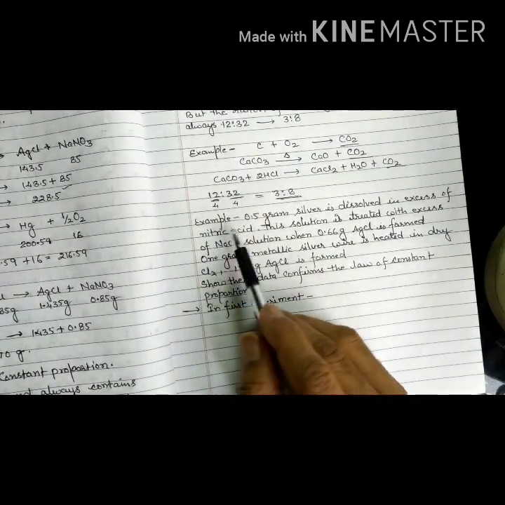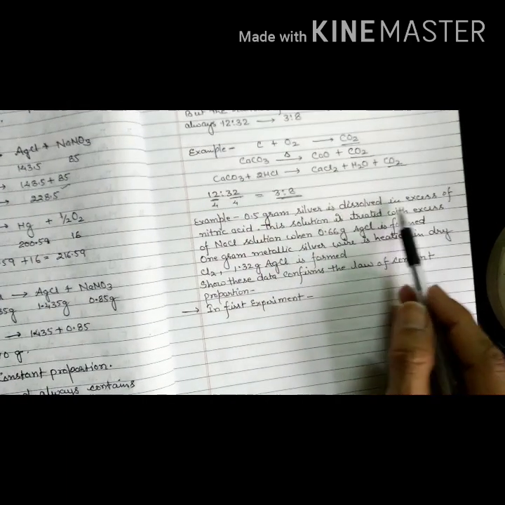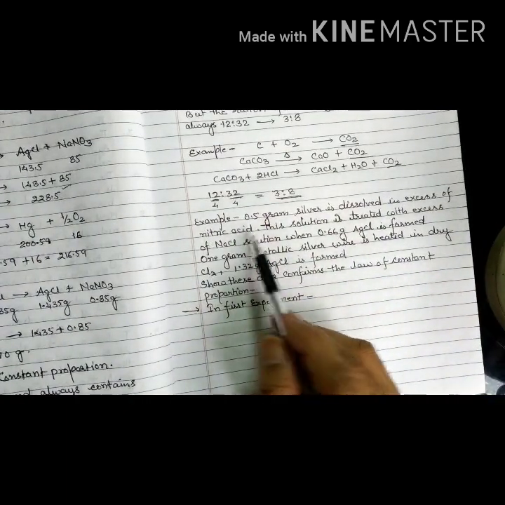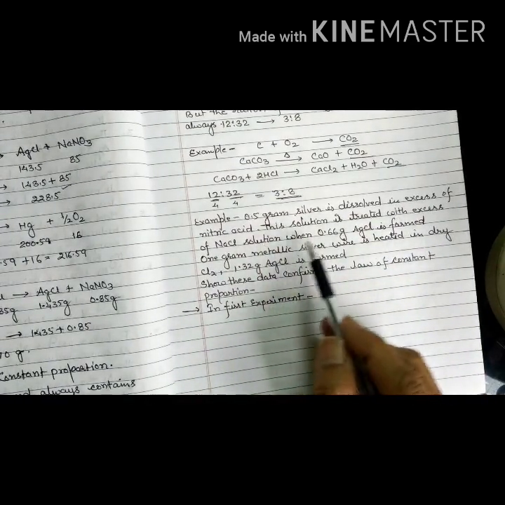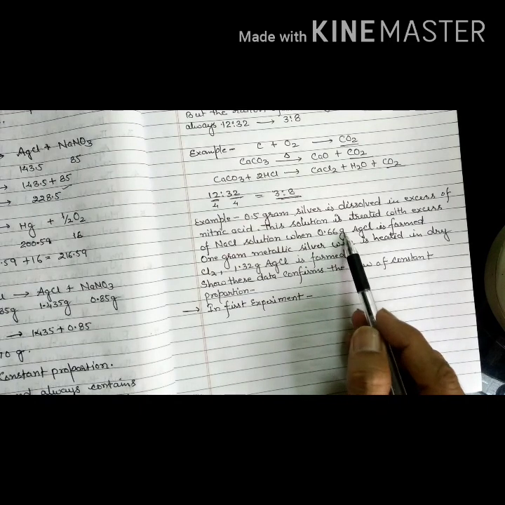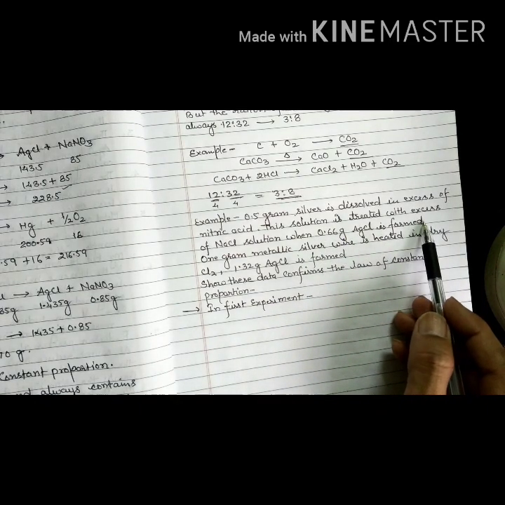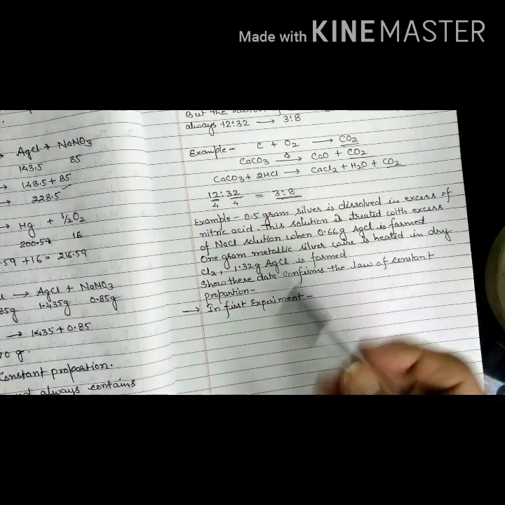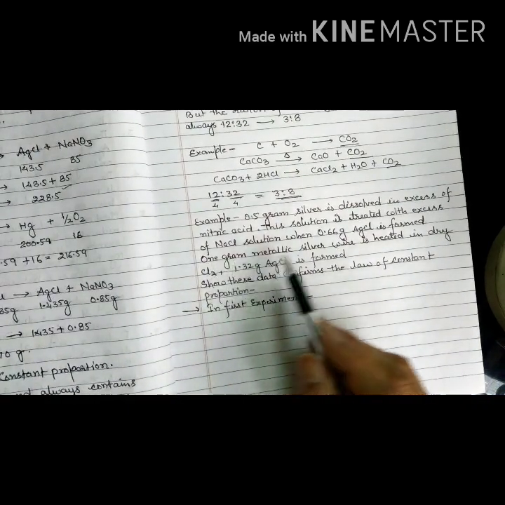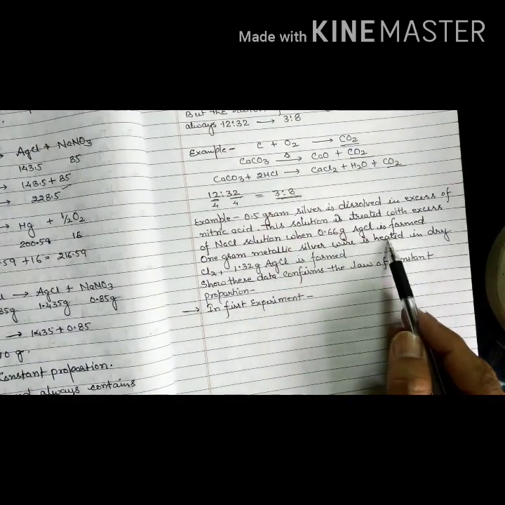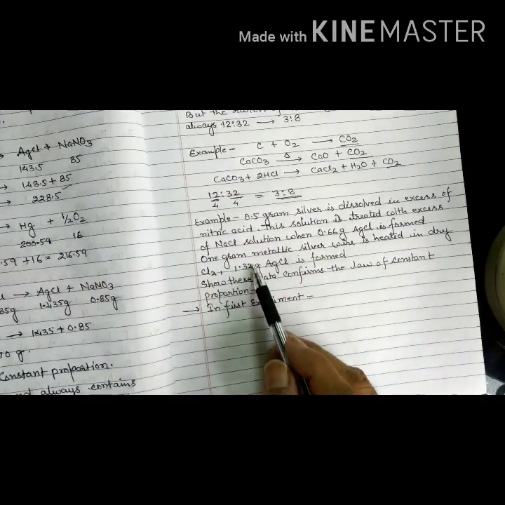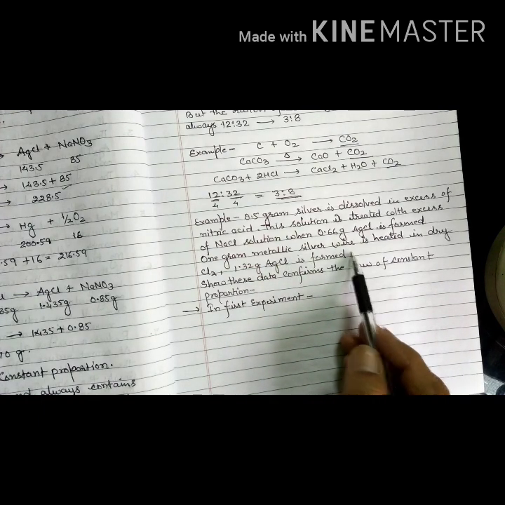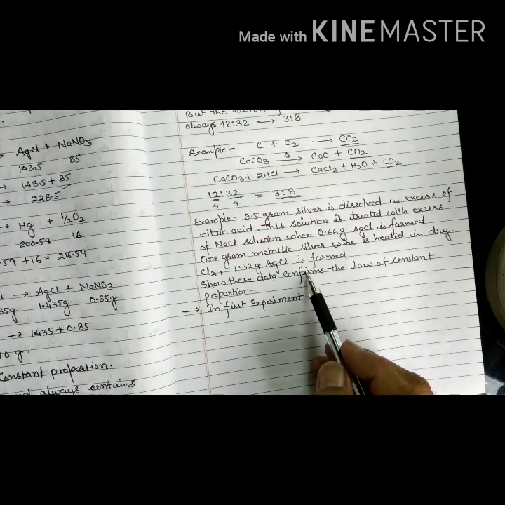Now an example: 0.5 gram silver is dissolved in excess nitric acid. This solution is treated with excess NaCl solution when 0.66 gram AgCl is found. So this is the first experiment. In the second experiment, 1 gram metallic silver wire is heated in dry Cl2. 1.32 gram AgCl is formed. Now we have to show that these data confirm the law of constant proportion.